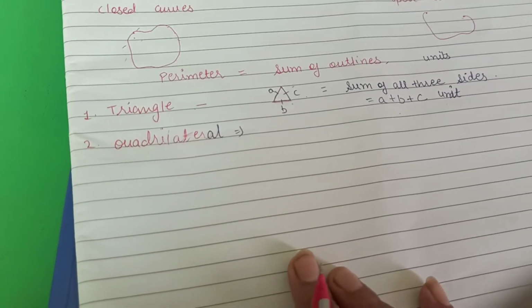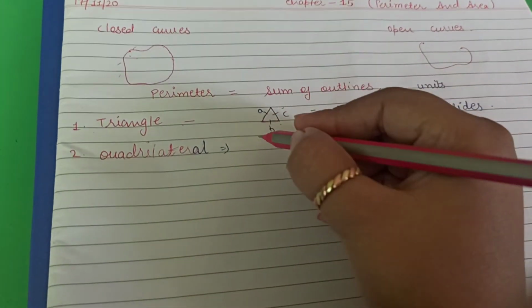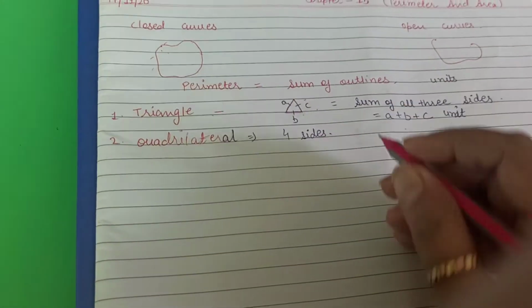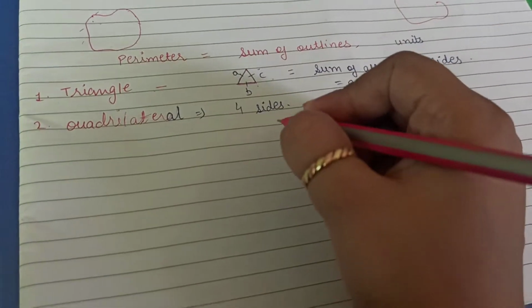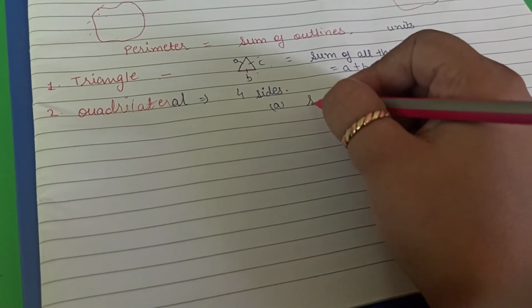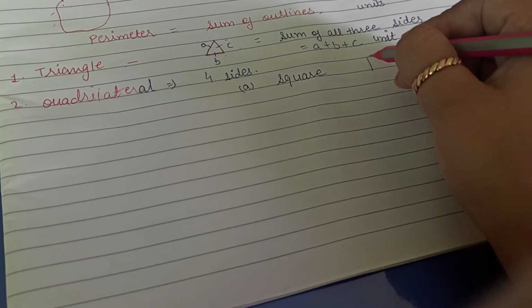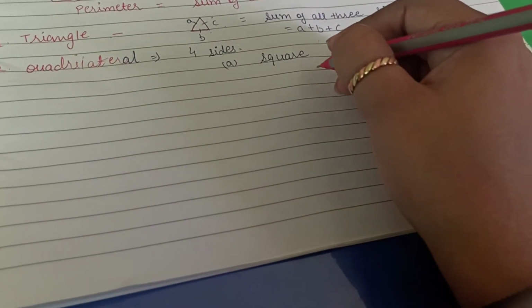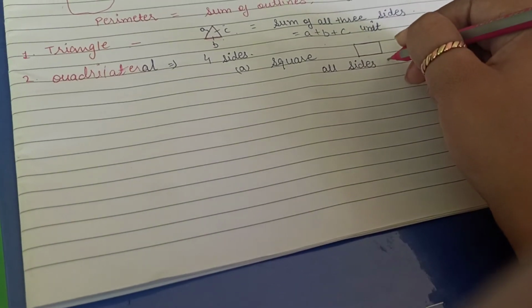Now our next topic is about quadrilateral. So quadrilateral is the figure which has four sides. How many sides? Four sides. So on the basis of these four sides, there are two types. First one is square, whose all sides are equal, right? All sides are equal.